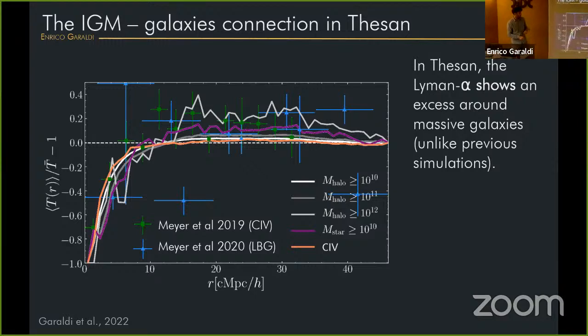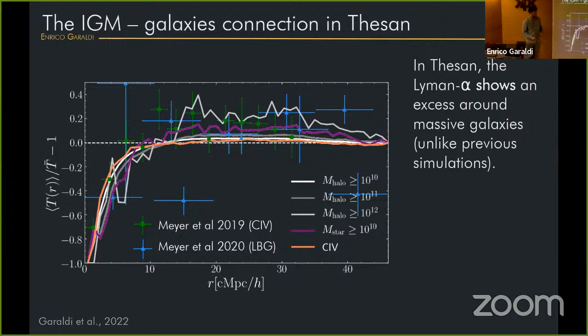So let's start from these three gray lines. We are just selecting galaxies based on the halo mass. So the largest galaxies produce this very noisy signal up here. And then when you include more and more galaxies, this gets diluted, and the excess that we see for the largest galaxies gets smaller and smaller. Same story if you select by stellar mass. Now I'm showing only one, corresponding to 10^10 solar masses, and you get this purple line.